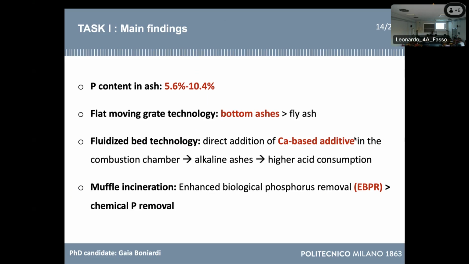And then from the muffle incineration, we observed that the white sample derived from a plant in which 100% of phosphorus was removed biologically. So it is better to have a wastewater treatment plant with this type of configuration, because in the end we will have an ash whose iron content will be lower compared to a plant in which chemical phosphorus removal is applied.